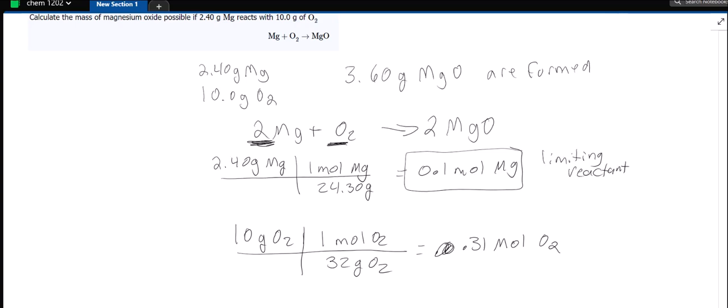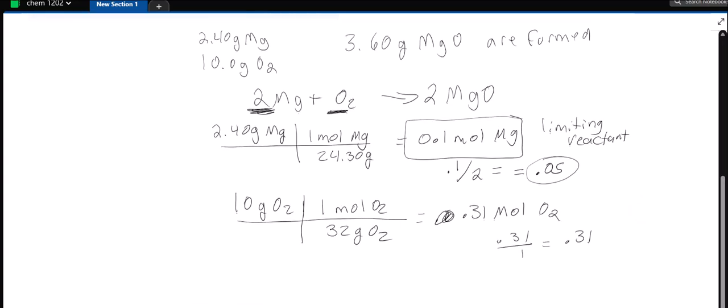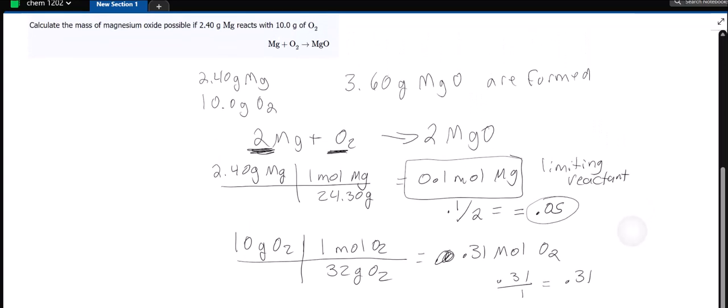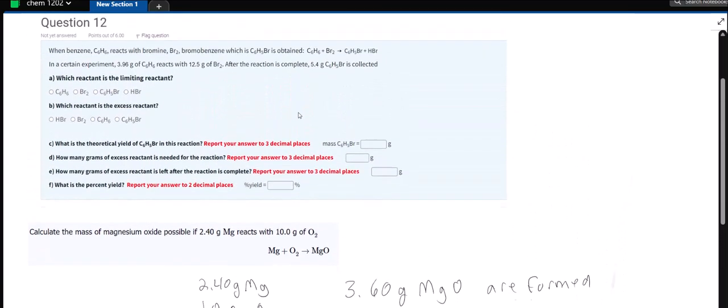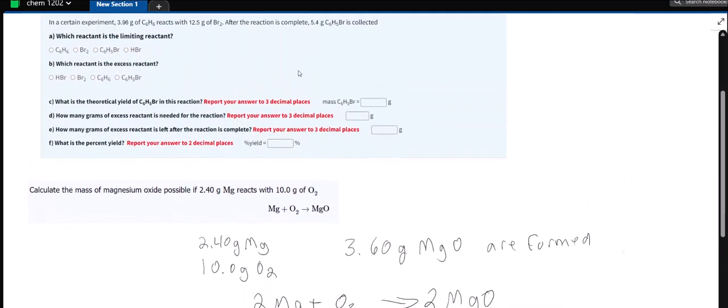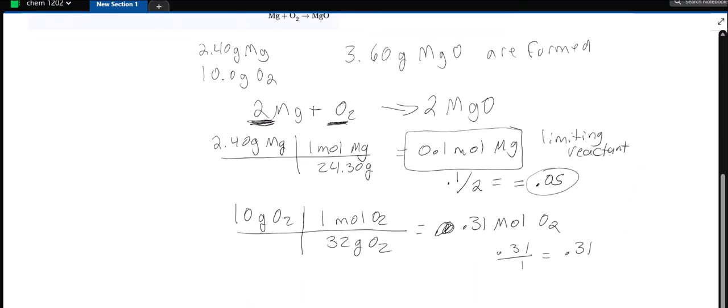If you can't see that, what you can do at this step is divide each of these moles by the coefficient from the balanced equation. So 0.1 divided by 2 is 0.05, and 0.31 divided by 1 is 0.31. So we just divided by the coefficients, and the one that gives you the smaller number is the limiting reactant. Okay, so now it says which is the limiting reactant, and so the limiting reactant is magnesium, and oxygen is in excess.